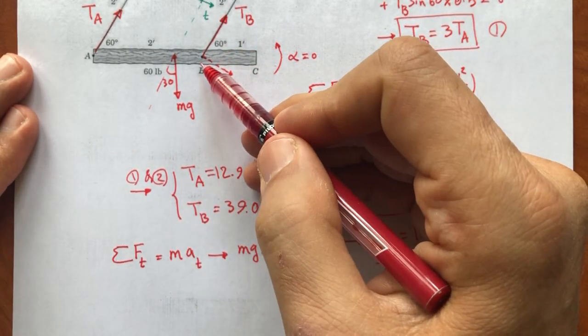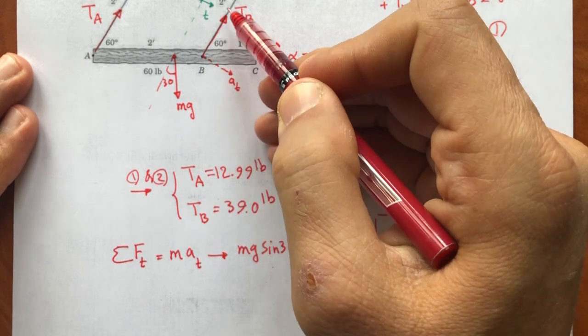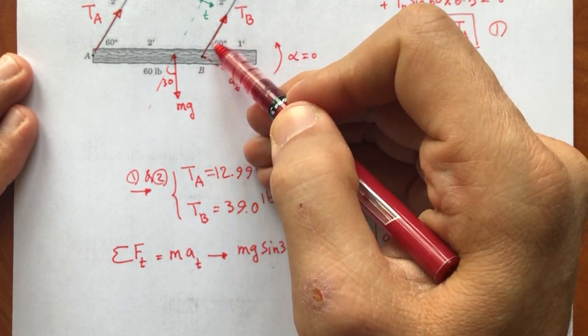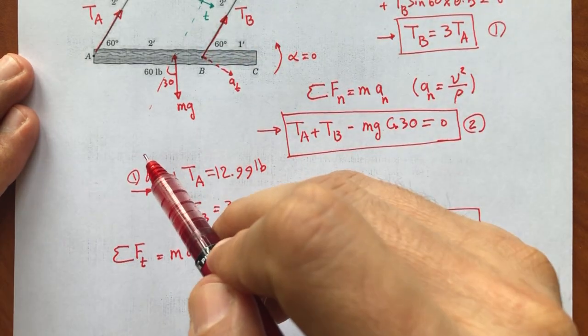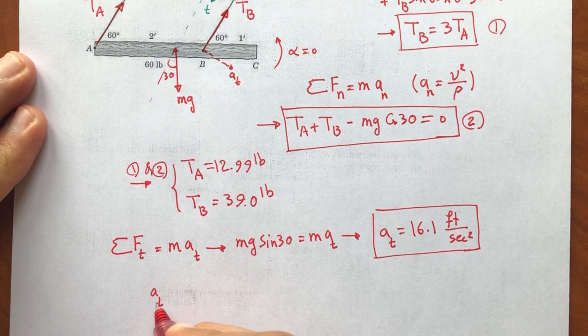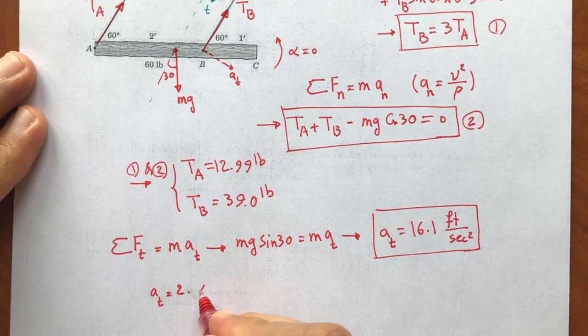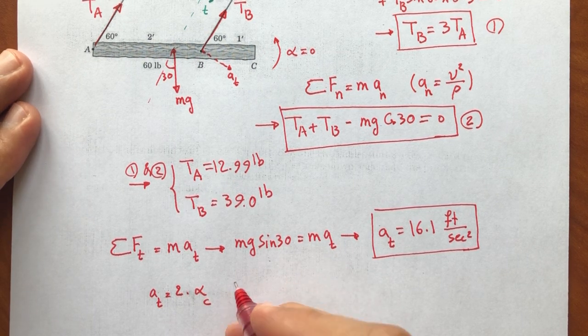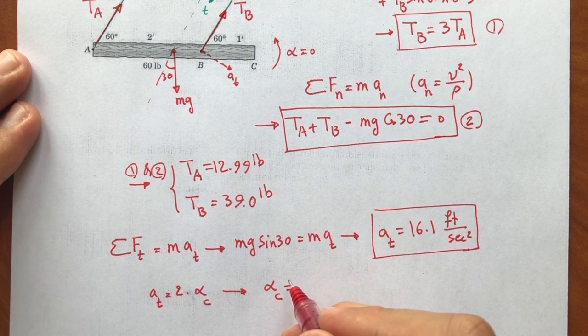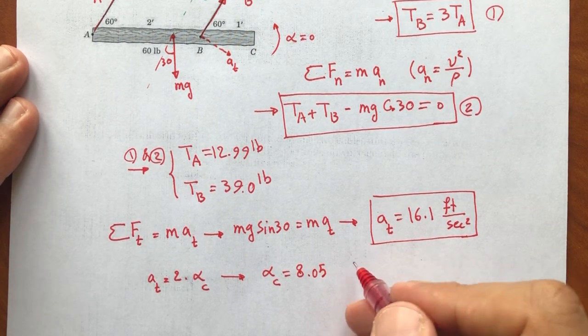And because B is a point on this cable as well, acceleration of B in tangential direction is going to be length of the cable times alpha of it, right? You know it from the previous chapter. So acceleration in the tangential direction is going to be that length, which is 2, times alpha of the cable. From here, you're going to be able to find the angular acceleration of the cable, which is going to be equal to 8.05 radian per second square.